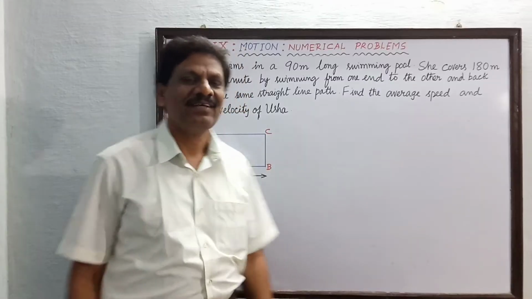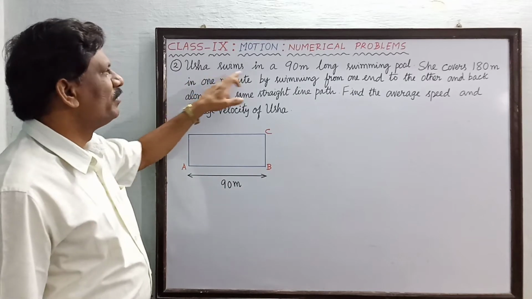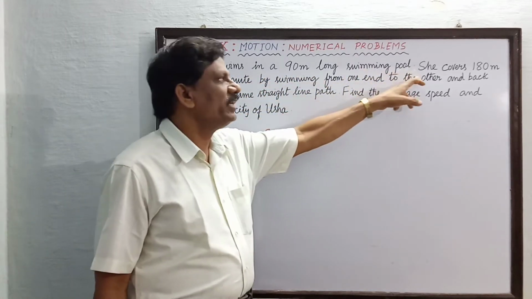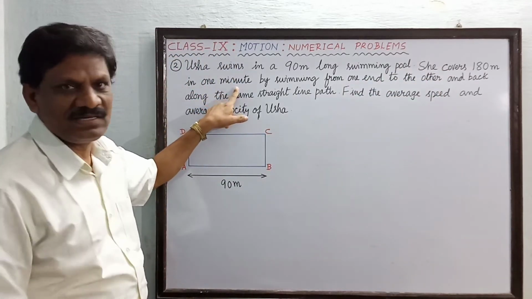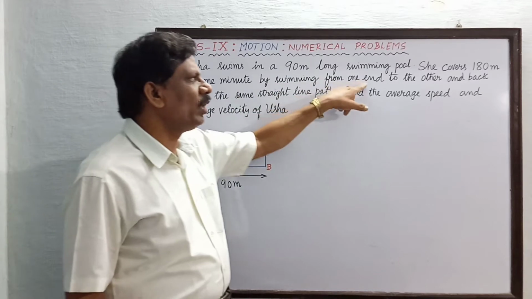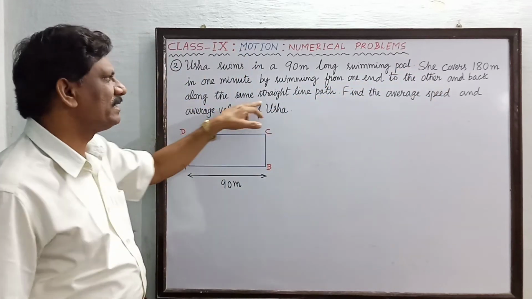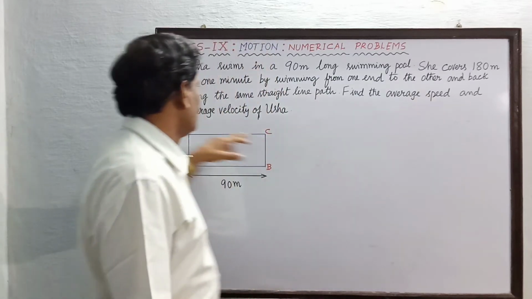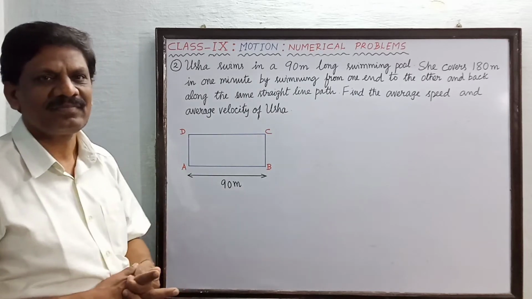Hi students. Now the second numerical problem. Usha swims in a 90-meter long swimming pool. She covers 180 meter in 1 minute by swimming from one end to the other and back along the same straight line path. Find the average speed and average velocity of Usha.